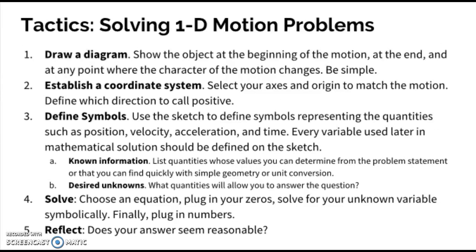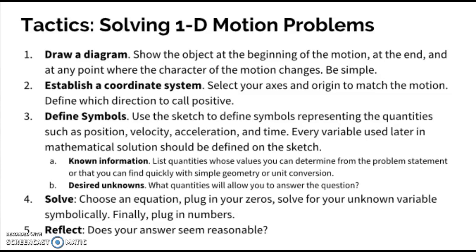So the last thing I want to mention are some tactics when solving one-dimensional motion problems. When you approach a word problem, these are certain things you want to do. First, draw a diagram. Show the object at the beginning of the motion, at the end, and any other point that's going to be useful in the analysis. If there's some characteristic in which the motion changes, that would be useful. Don't make very elaborate drawings. These are just to help you figure out what's going on. A lot of times if I'm trying to draw a car, I literally just draw a box. It's far simpler and gets the job done.